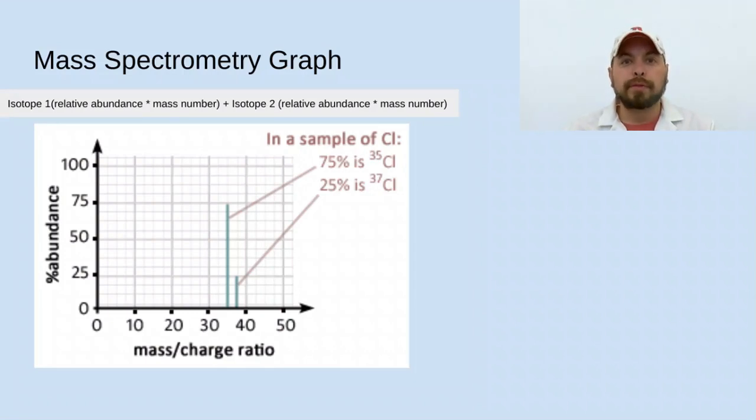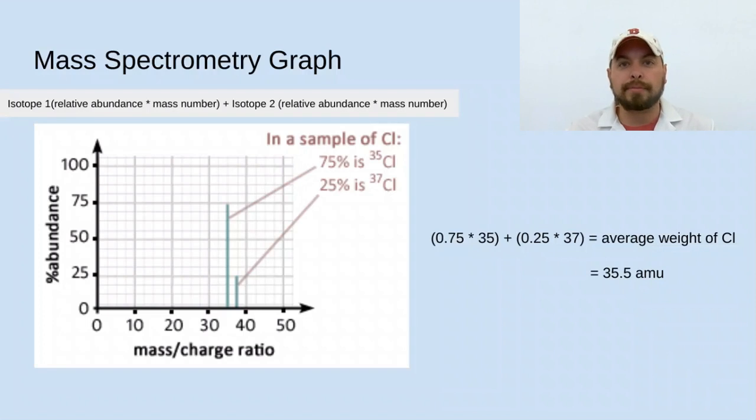What I'm going to do is take the 35 and multiply it by 0.75, which is the frequency of all of the atoms that were 35. So 35 times 0.75. Then I'm going to take my 37 and multiply it by 0.25. I add those two values together. 35 times 0.75 plus 37 times 0.25, and I get an average mass of these chlorine atoms of 35.5 AMU.